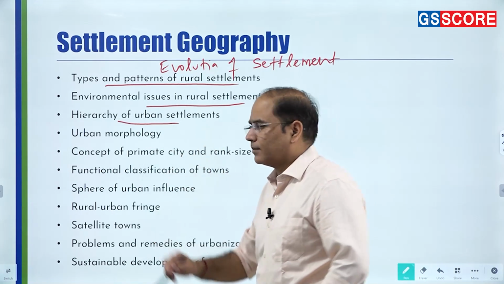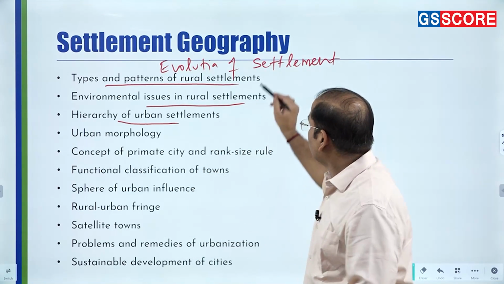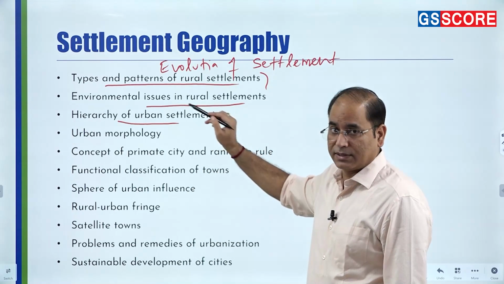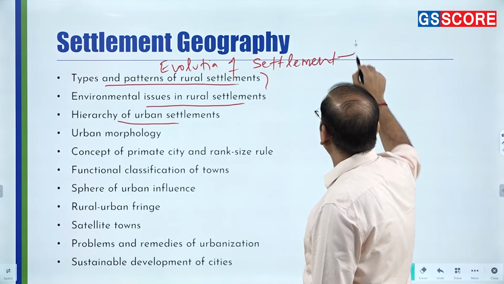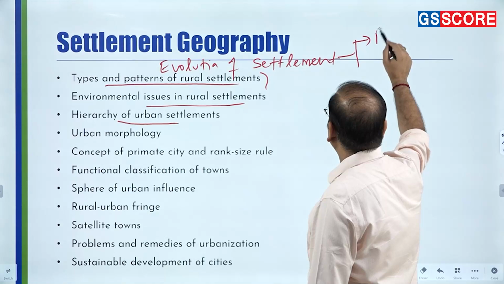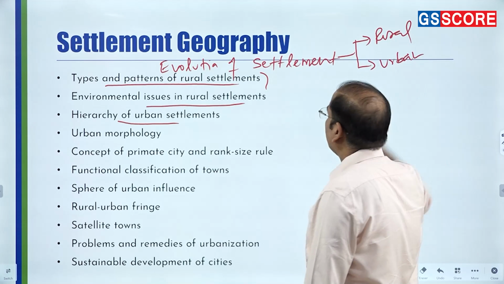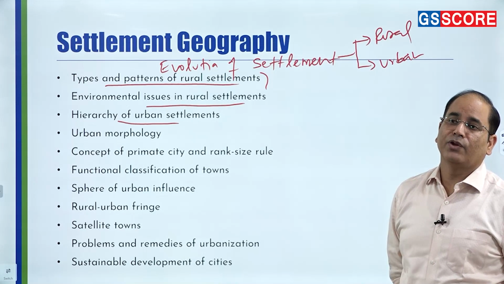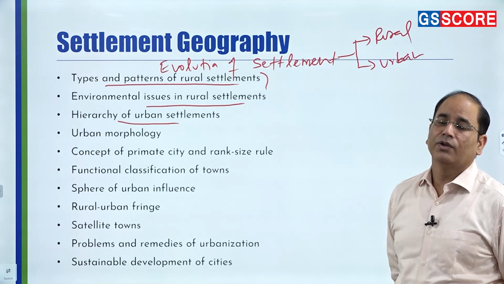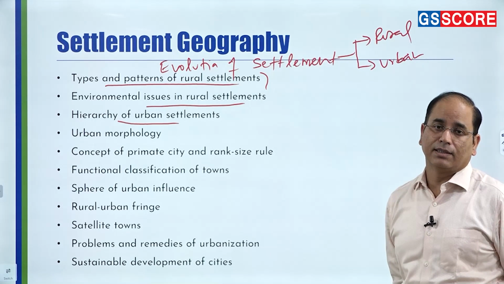Then hierarchy of urban settlement. So from rural settlement, now we have moved to urban settlement. Again here, when we study the evolution of settlement, there will be different evolution, that is how rural and urban settlements evolve. Then hierarchy of settlement, like when you look at India also, you will find there are some settlements that are very big, like metropolitan cities.